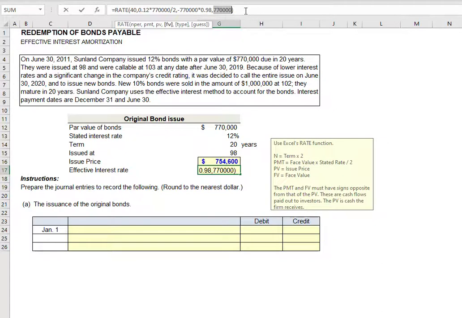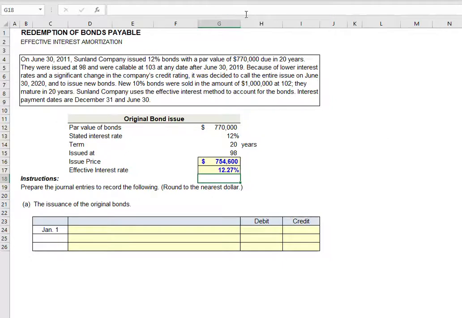Be sure to use Excel references. Now, when I hit enter, notice it returns an interest rate of 6.14%. And again, we've done semi-annual compounding. We put in 40 for the number of periods. These are 6-month periods, so this 6.14% is a 6-month interest rate. We need to take that interest rate and multiply it by 2 to get the annual interest rate.